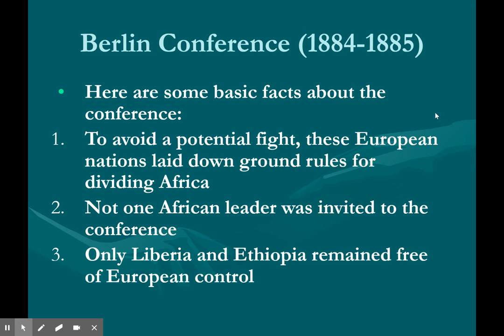Third, only Liberia and Ethiopia remained free of European control. These are the only two nations in the continent of Africa to remain independent out of European control. And they both have different reasons. Ethiopians started getting weapons earlier than other nations. They were able to fight back, hold their ground. Liberia had a lot of people from America come back over and kind of had that independence on their own. So we're going to see those two nations really stay out of European control.